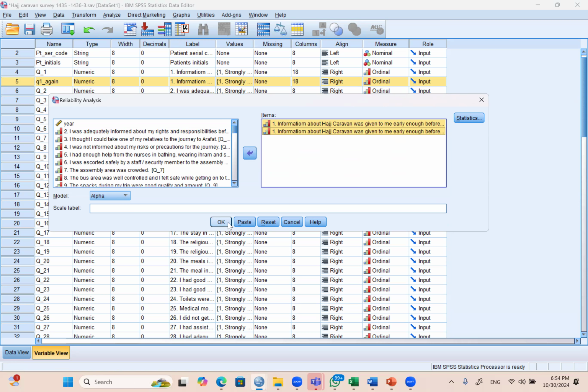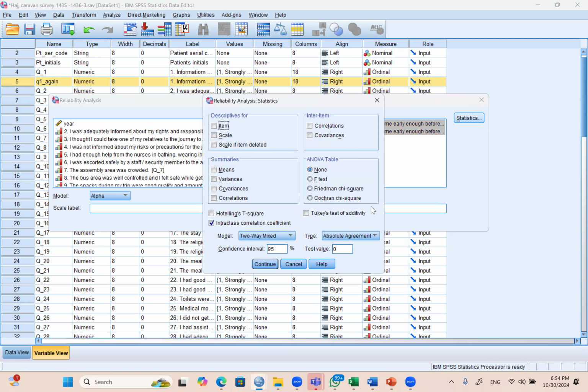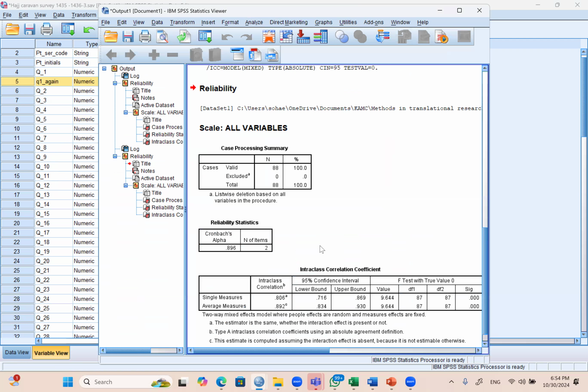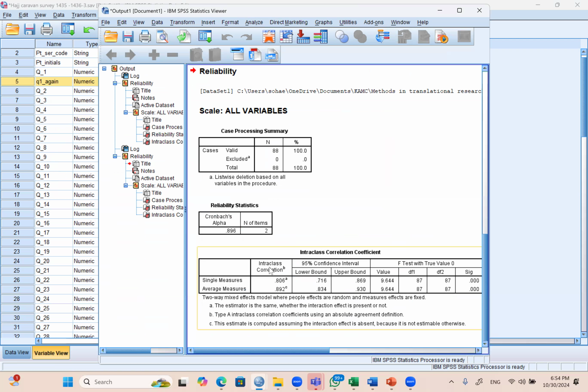I'm going to say okay, because now it has the same criteria as I've chosen before. Can you see the single measure intra-class correlation now? It's 0.8.